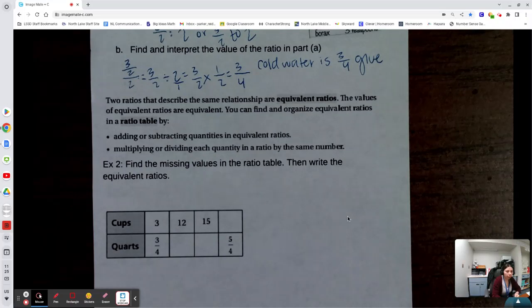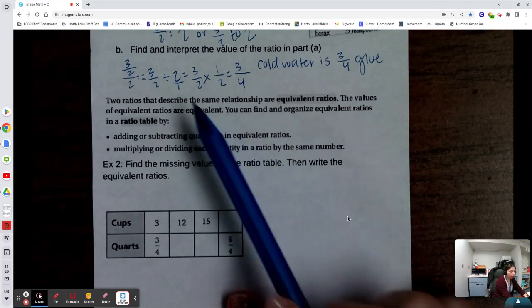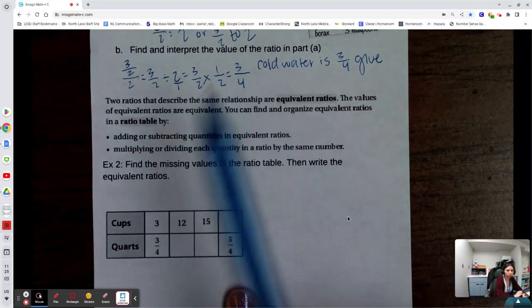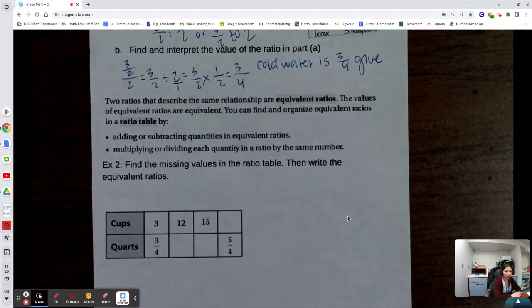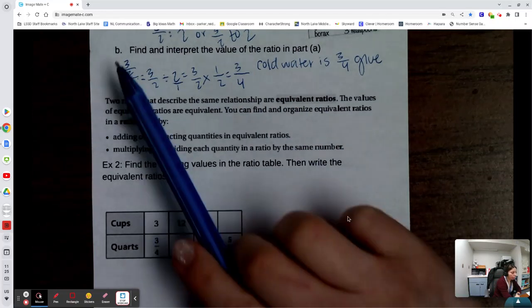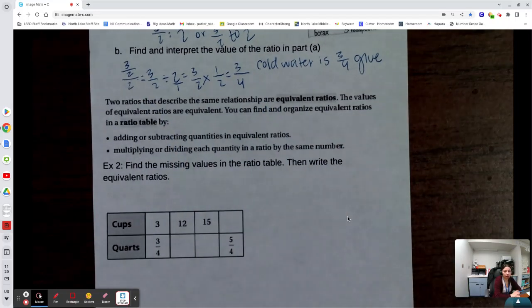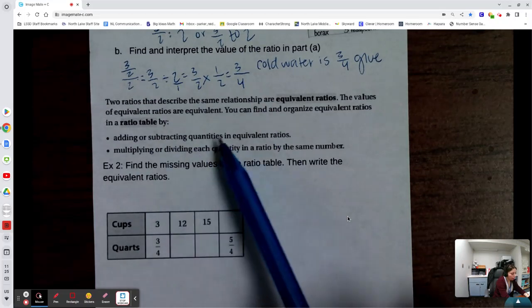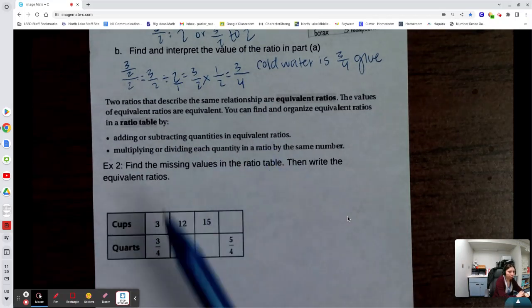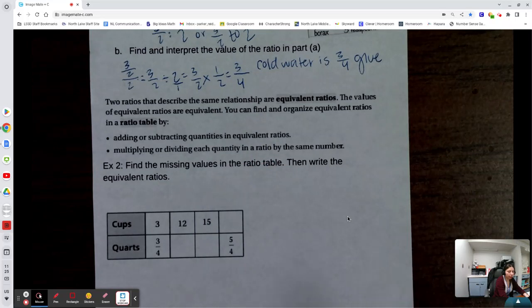The values of equivalent ratios are equivalent. So if I were to go through this process with all my equivalent ratios, the value of each should be equivalent. If you write the value of each ratio, you should get the same number each time. You can find and organize equivalent ratios in a ratio table. It looks like this, by adding or subtracting quantities in equivalent ratios, or multiplying or dividing each quantity in a ratio by the same number.